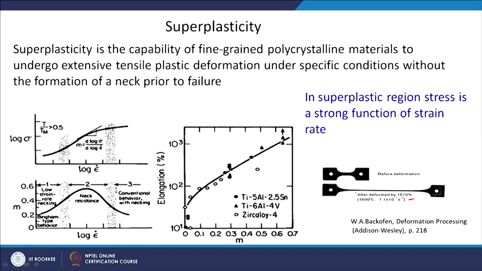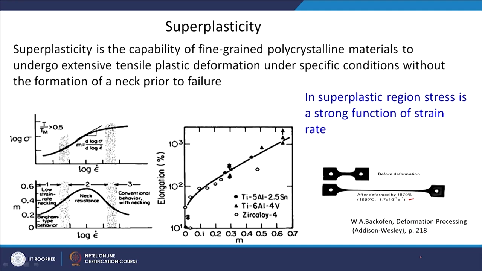The other unique thing you can see here is that the deformation is uniform throughout the gauge length, from very close to one shoulder to the other. There is no deformation localization and no neck formation. So you are able to get very uniform elongation, and in these materials you can get very high elongation.